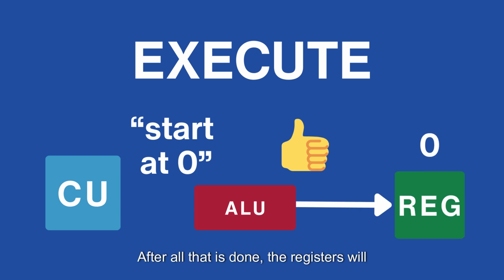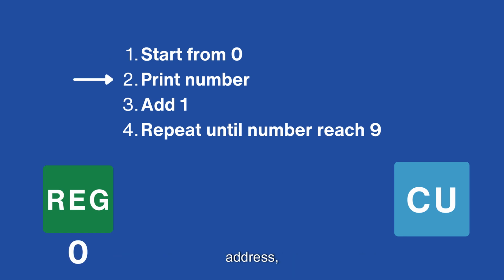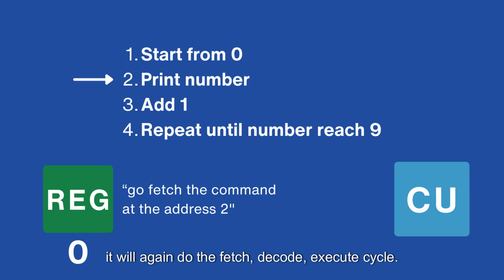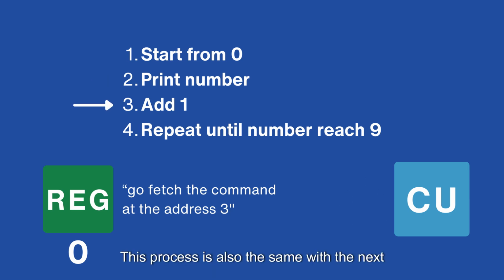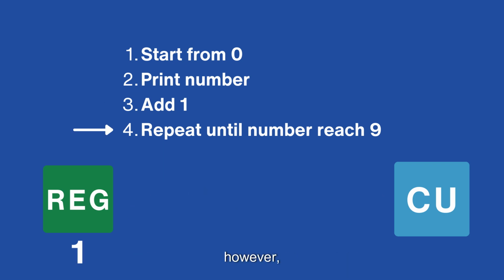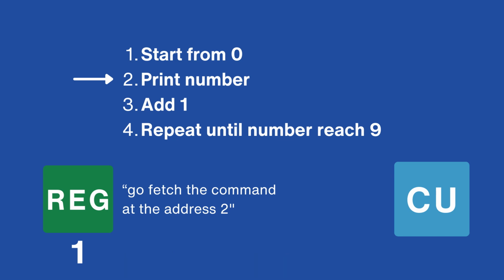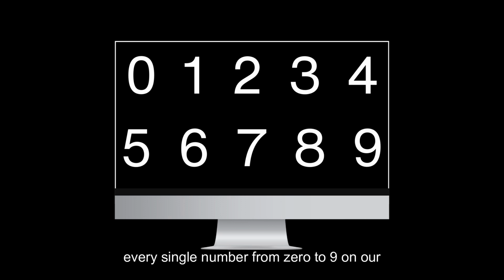After all that is done, the registers will point the CU to the next command's memory address, where it will again do the fetch, decode, execute cycle. This process is also the same with the next command. When it executes the repeat command, however, instead of pointing to the next memory address, the registers will point the CU back to the second command, where it will be executed again and again. This way, the program will be able to output every single number from 0 to 9 on our computer screen. And thus, our program execution is complete.